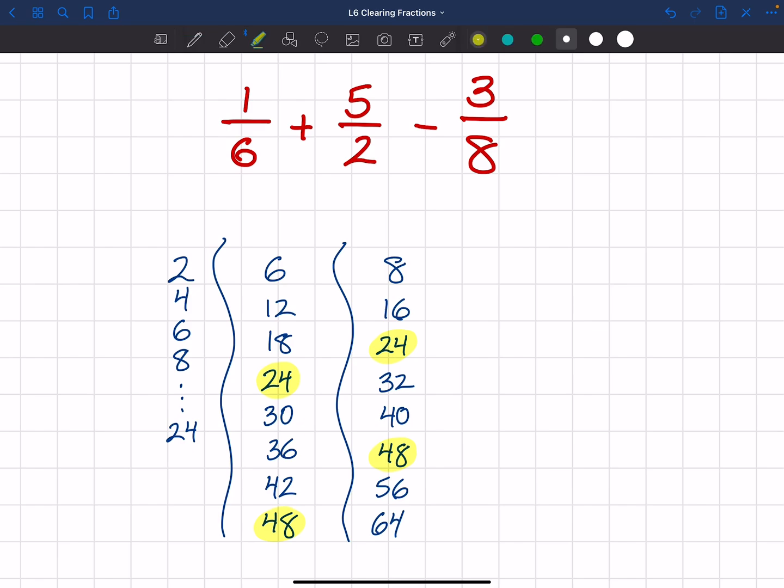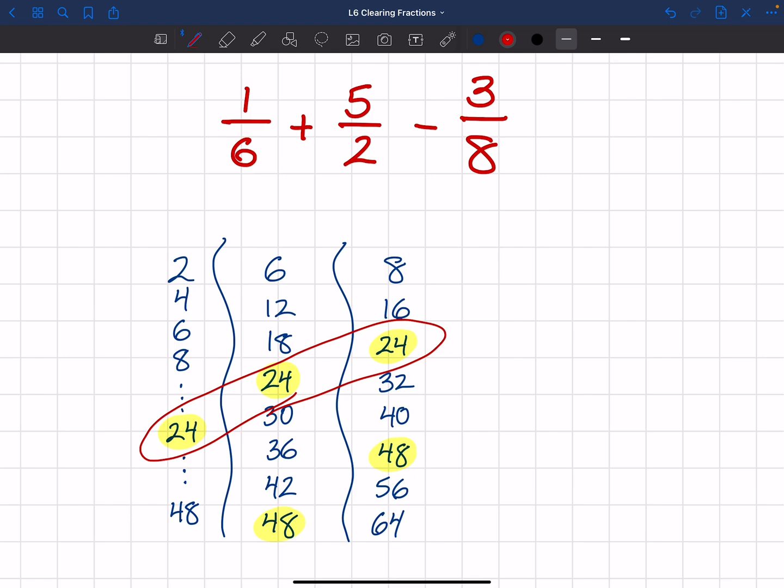So in this case, 24 turns out to be a real good candidate for what we want to use. If you didn't catch 24 being the same, eventually you would also reach 48 with that as well, right? But again, what I'm going to suggest here is we're going to use 24 as our common multiple. So we're looking for the one that they all have in common. What we're then going to do with that is multiply everything by that common multiple, right?